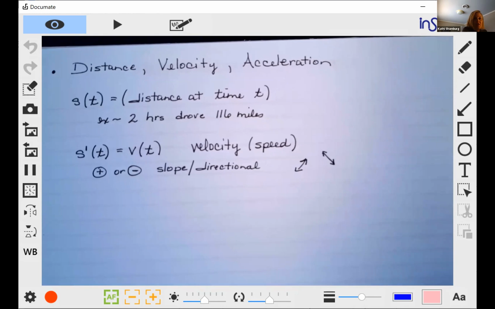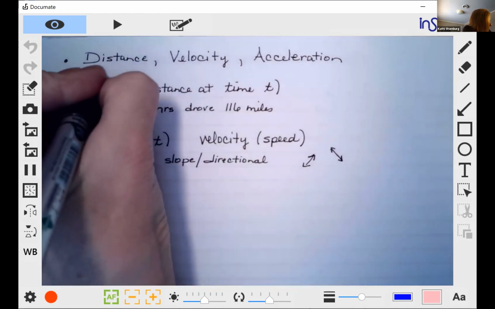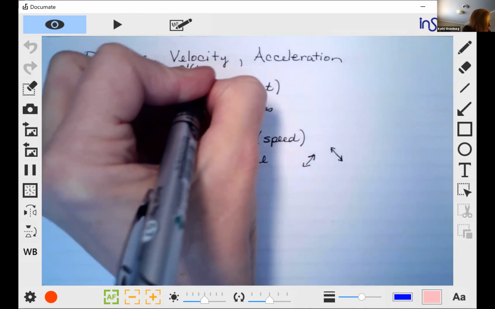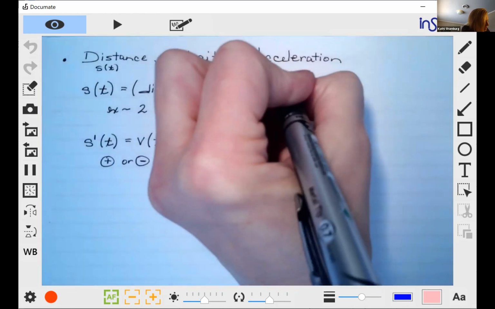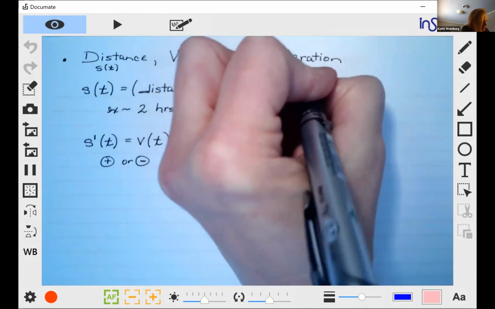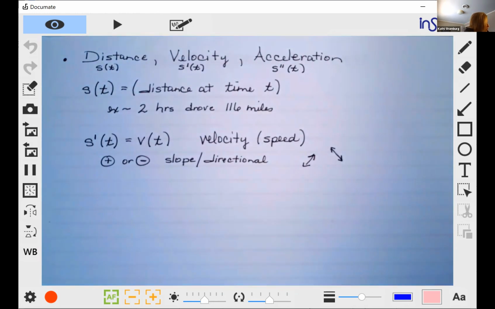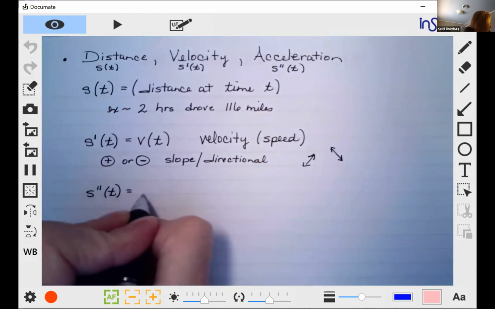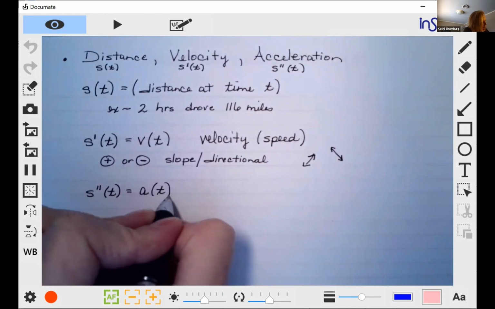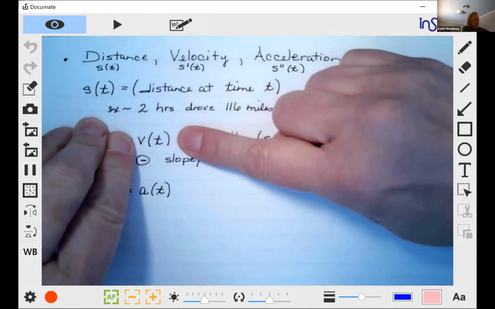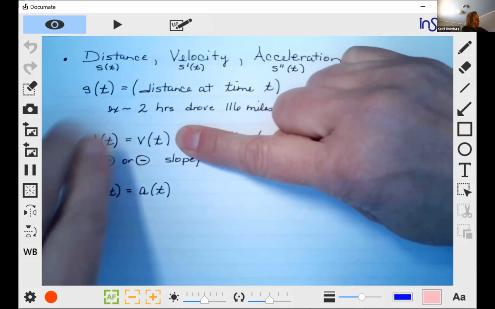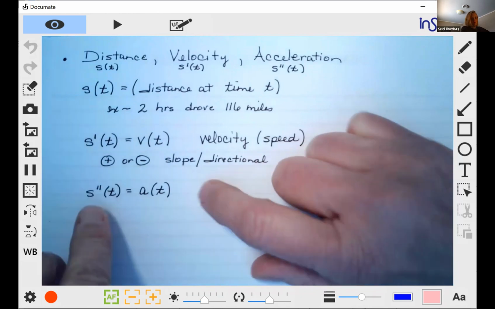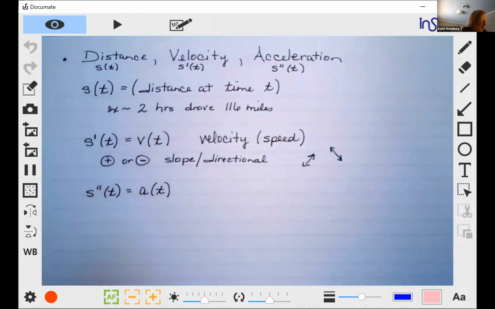All right. Then distance is s of t. Velocity is the first derivative. So it stands to reason that acceleration is the second derivative, which is also known as a of t. So in WebAssign, if it asks you to find the velocity of t, you know you're finding the first derivative. If it asks you to find the acceleration of t, you know it's asking you to find the second derivative.